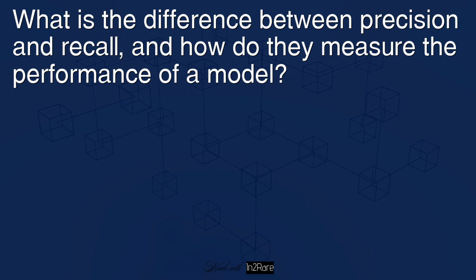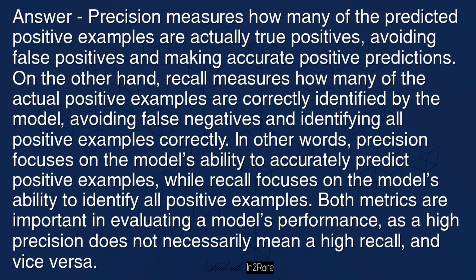What is the difference between precision and recall, and how do they measure the performance of a model? Answer: precision measures how many of the predicted positive examples are actually true positives, avoiding false positives and making accurate positive predictions. On the other hand, recall measures how many of the actual positive examples are correctly identified by the model, avoiding false negatives and identifying all positive examples correctly.